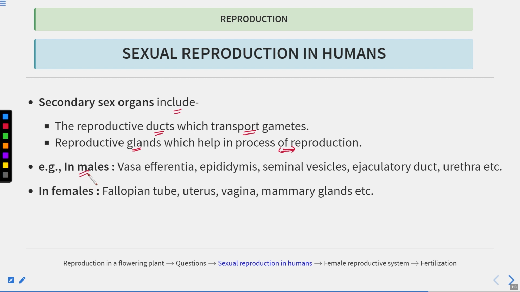If we talk about the secondary sex organs in males, these are the vasa efferentia, epididymis, seminal vesicle, ejaculatory duct, and the urethra. And in females, these are the fallopian tubes, uterus, vagina, as well as the mammary glands. So these are the secondary sex organs in females. We'll talk about all of these in detail in the upcoming slides.